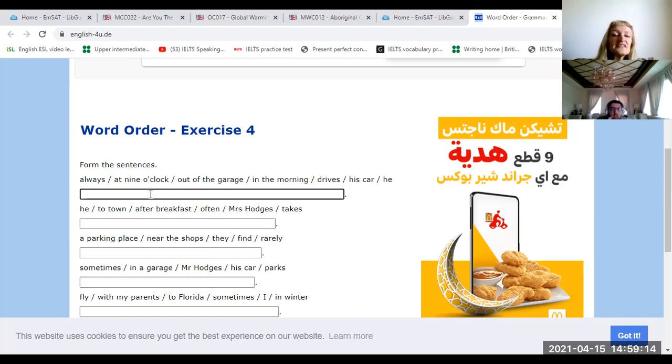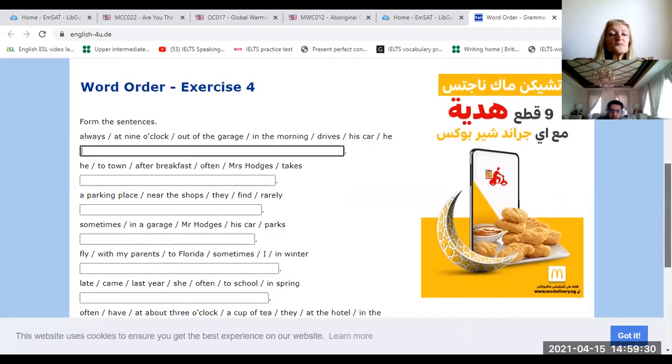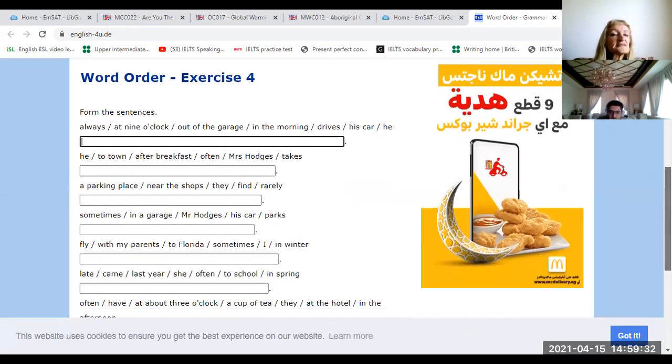Okay, let's move on. In the morning. Oh, yeah, you began with in the morning at 9 o'clock. But I immediately thought of putting the subject first. I think both of them are right. But one would be passive, wouldn't it? One would be something else. So let's look at the second sentence.